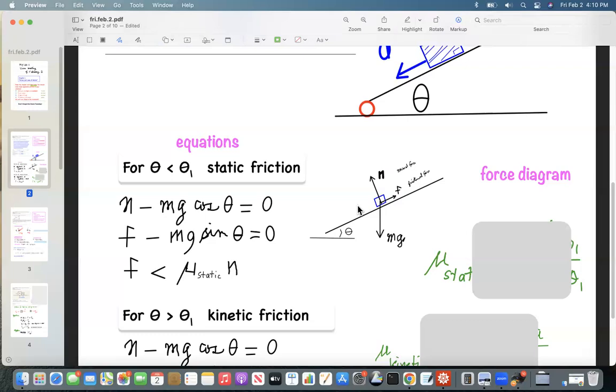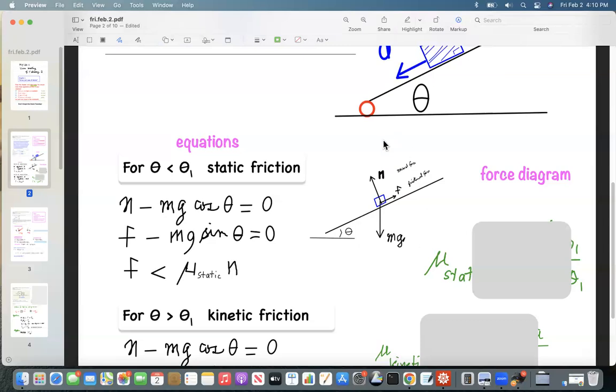So the direction of the frictional force is always opposite from the direction that the object would move. Now, of course, I could push the block up the incline, and then the block would be moving upward, and the force of friction would be downward, because friction opposes the motion. For static friction, there is no motion. But it could move down, and the static friction will be in the other direction. Here's the force diagram.